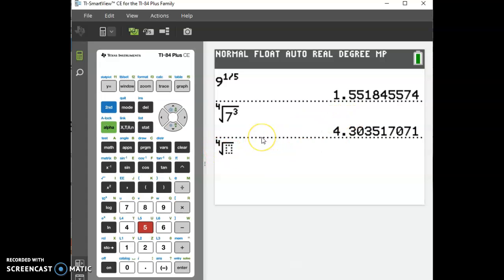And then 3 to the negative 4/5 is the same idea as before. So hopefully that helps. If you have questions about how to type it in your calculator, please ask.